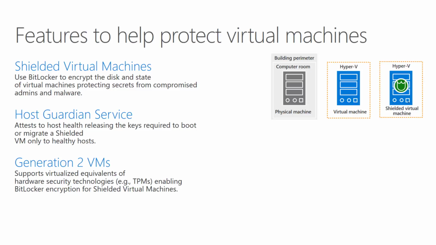Some of the technologies that have come in to help protect these virtual machines, first up, are shielded virtual machines. With shielded virtual machines, we can use technologies like BitLocker to encrypt the disk, and by assigning virtual TPMs to the virtual machines, when they start, they verify that they're in an environment that is safe to run in. We've also got the host guardian service.